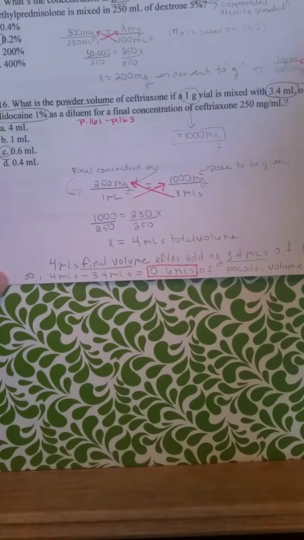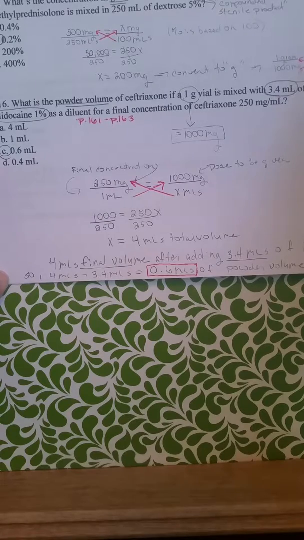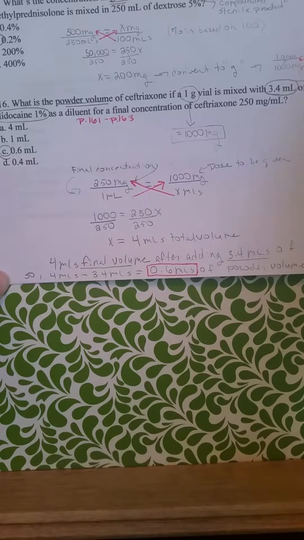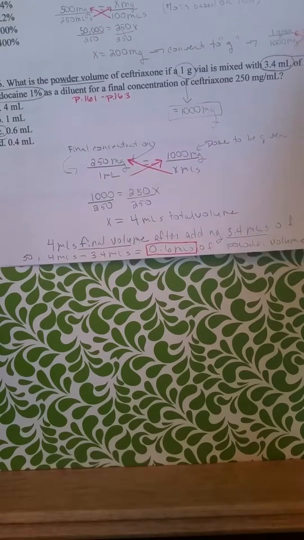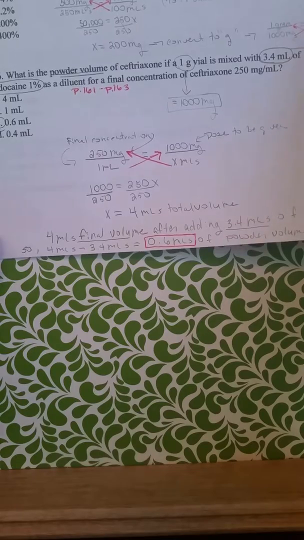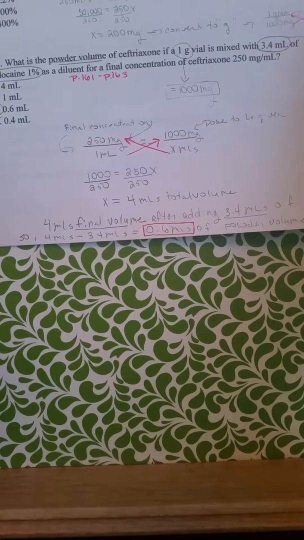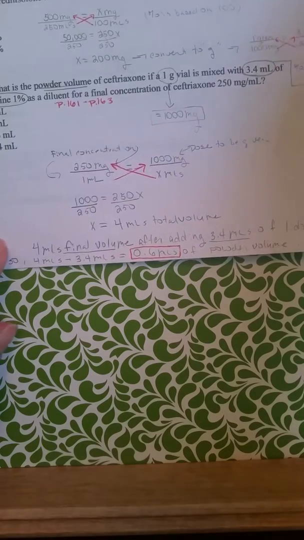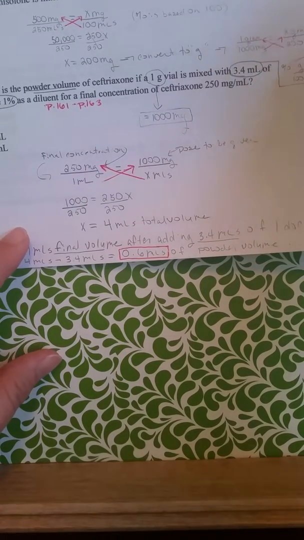So if the final concentration is 250 milligrams per 1 mL and we know that it has 1,000 milligrams in the vial, then we make a ratio here: 250 milligrams over 1 mL equals 1,000 milligrams over X. So that's going to give us 1,000 equals 250X. We're going to divide both sides by 250, and that's going to give us 4 mLs total volume. So when you add 3.4 mLs of lidocaine to your vial, you're going to end up with 4 mLs.